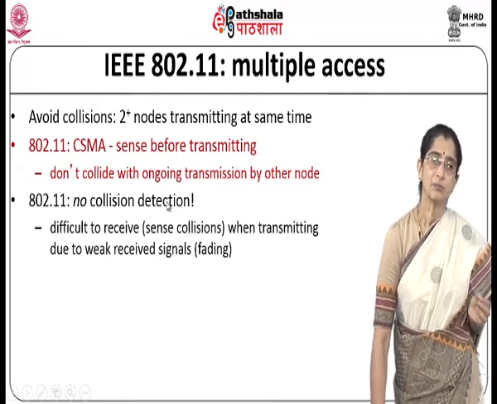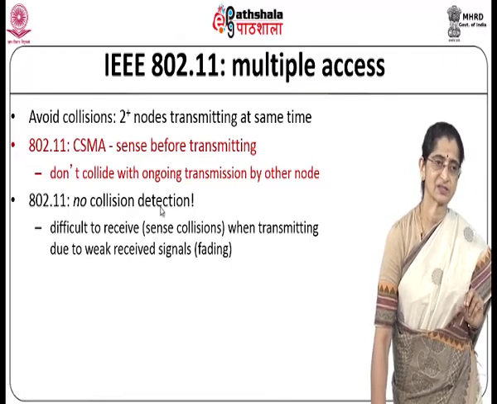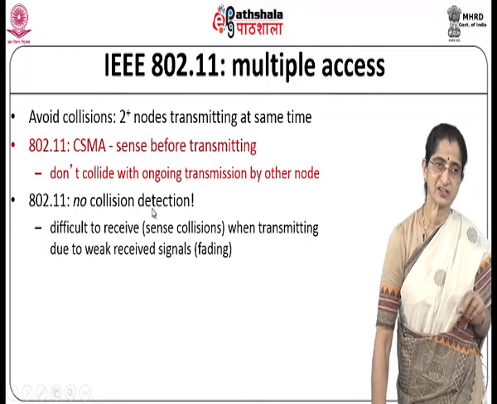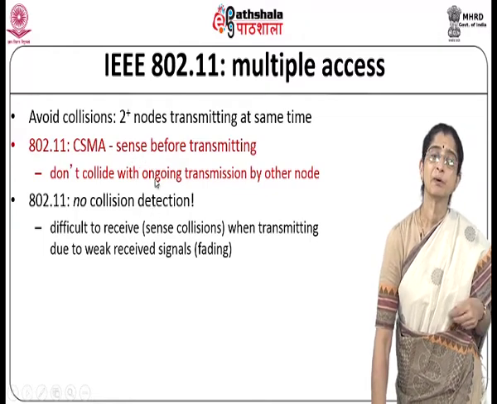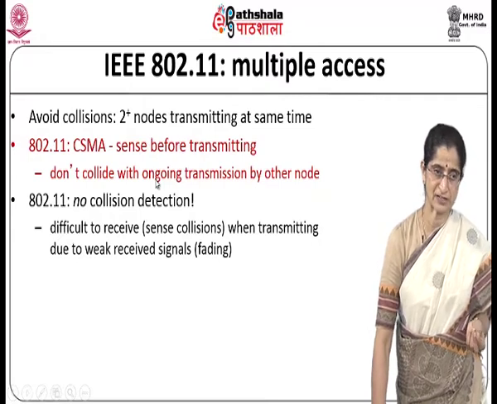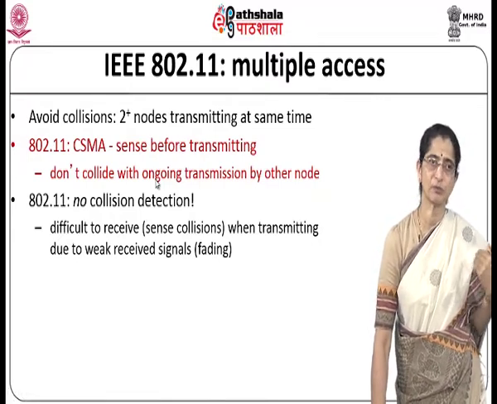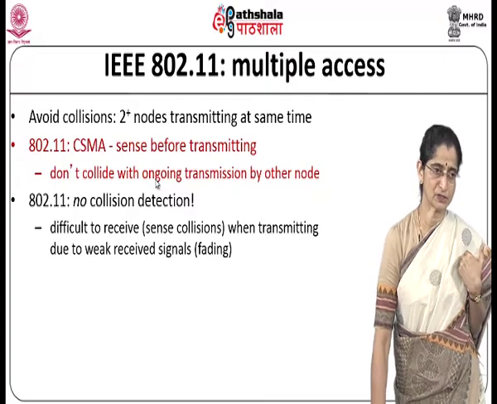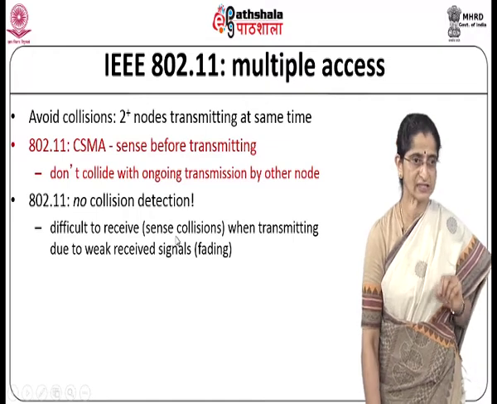But the difficulty in 802.11, in a wireless network, is that you cannot do collision detection as is done in the case of Ethernet. In Ethernet, we do the same CSMA, but when we transmit, we do a collision detection. If two people have transmitted at the same time, we will detect the collision and be able to back off based on that. But in a wireless network, it becomes difficult to sense collisions.